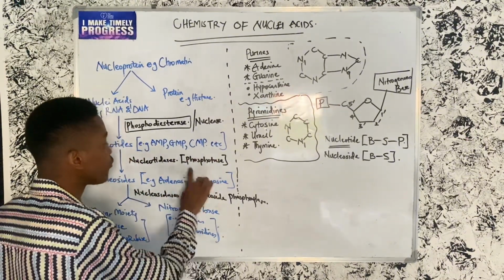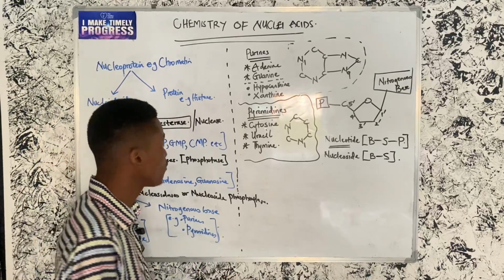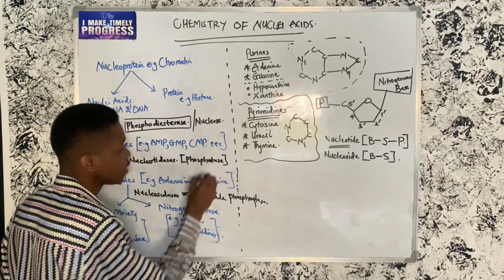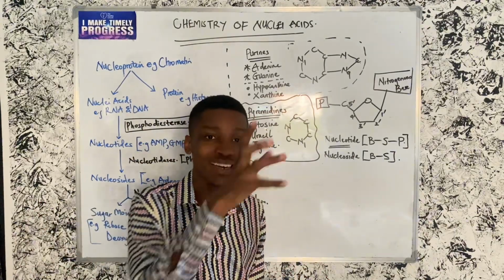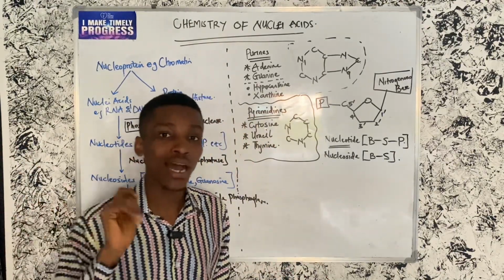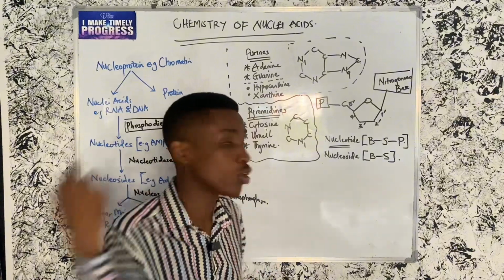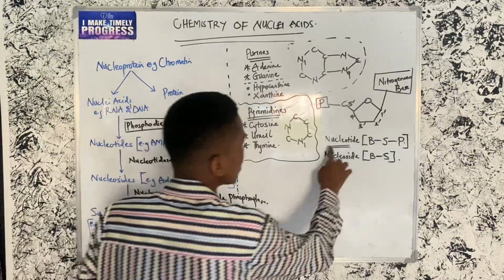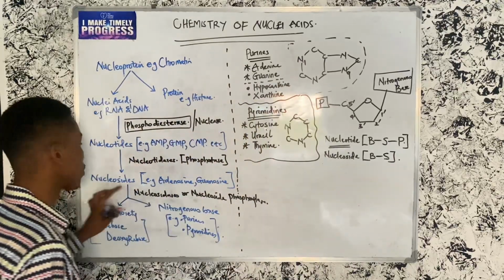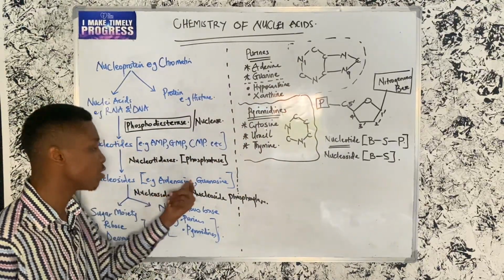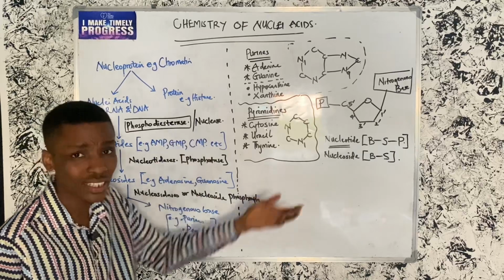Nucleotidase, or a phosphatase. What is a phosphatase? A phosphatase is an enzyme that usually adds water to a compound and then brings out phosphates. So I add water to a compound aimed at removing phosphates. When I add water to a nucleotide and remove the phosphates, what I'm forming is a nucleoside. The names can be adenosine, guanosine, cytidine, and so on.